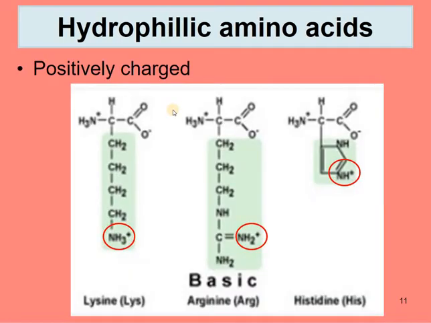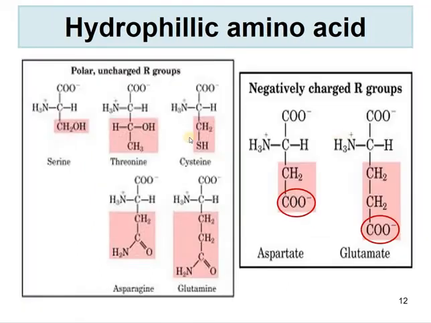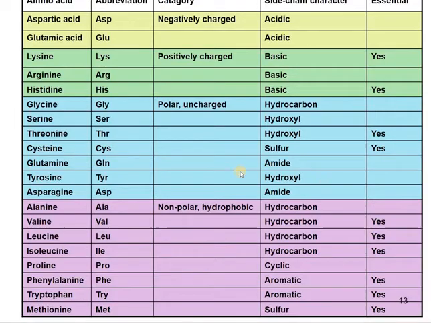Then we have the positively charged, of which there are only 3: lysine, arginine, and histidine. And then we have the hydrophilic amino acids, the polar uncharged, where we have serine, which you can see is characterized by a hydroxyl group, and threonine, also by a hydroxyl group. Cysteine is characterized by sulfur, and in that way it is hydrophilic but not charged. And then we have the negatively charged amino acids, where you can see there's a negative charge at the end. So those are the categories of the amino acids.